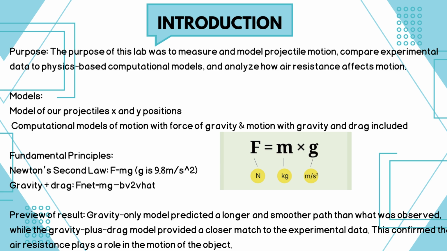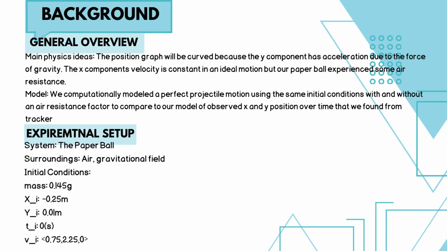And then preview results: the gravity-only model predicted a longer and smoother path than was observed, while the gravity plus drag model provided a closer match to the experimental data. This confirmed that air resistance plays a role in the motion of our object.